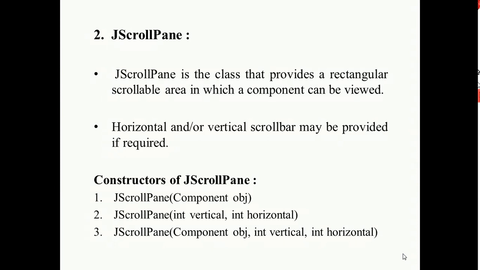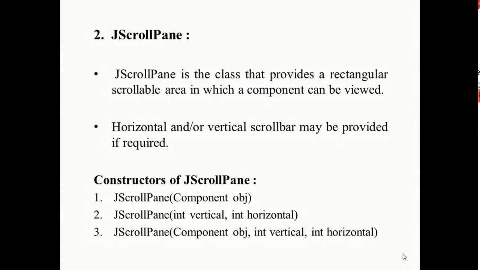Means JScrollPane provides the rectangular scrollable area in which a component can be viewed, and the horizontal or vertical scroll bar may be provided if required. And the JScrollPane class extends the JComponent class, and using the JScrollPane class, the component can be added in the program. Simply, JScrollPane is used to scroll the particular component area.